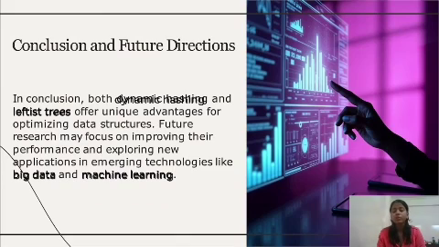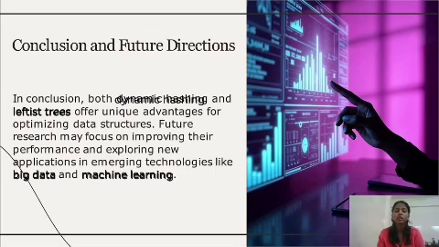So, first we will discuss an example of leftist tree usage. Leftist trees are particularly useful in applications where merging of priority queues is frequent, such as in event-driven simulations, where events need to be processed in a specific order, but events can be dynamically added. Network optimization, where algorithms may require frequent merging of priority queues to handle dynamically changing properties or paths. So now let's move on to the conclusion and future directions.